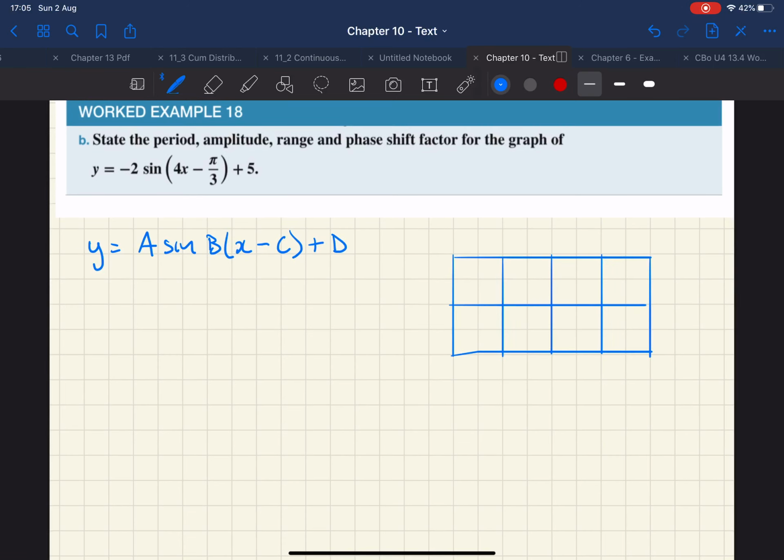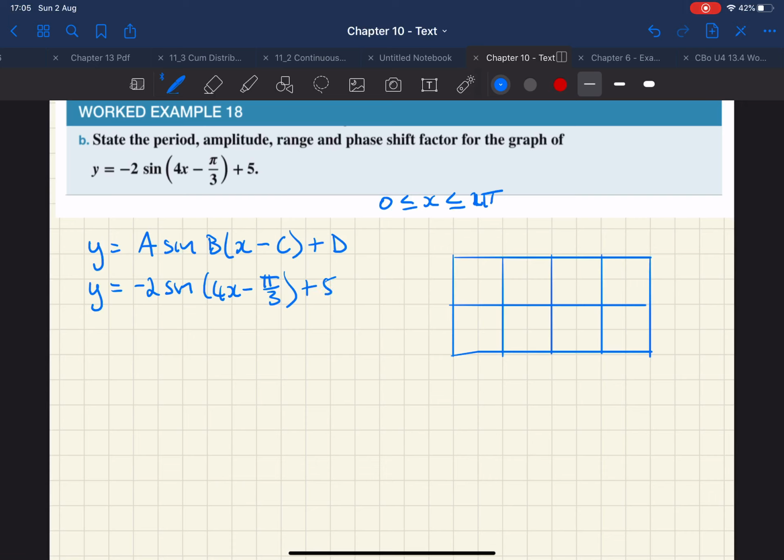With this question, I'm going to not only state the period, amplitude, and range, I'm also going to draw this. I'm just going to do it from 0 ≤ x ≤ 2π. I'm going to write down a sin(bx − c) + d, what I know it should be, and now what they've given me, so it's −2 sin(4x − π/3) + 5.